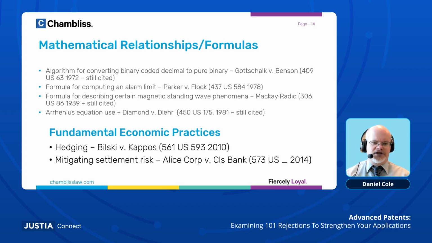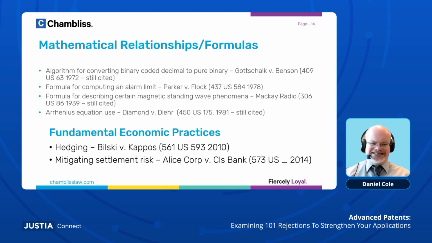A formula for describing certain magnetic standing wave phenomena and the Arrhenius equation use. This is Diamond v. Diehr, which was able to be patented for various other reasons, but was a mathematical relationship and formula that was a 101 exception. They were able to get around it, though.